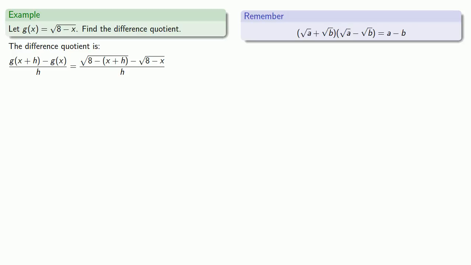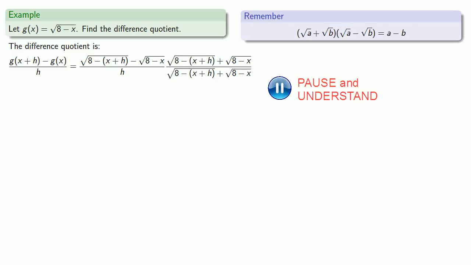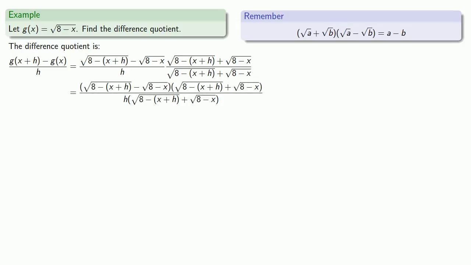So, since I have a difference of square roots in the numerator, what I'd like to do is multiply it by the sum of the square roots. And we can, as long as we pay for it. In this particular case, because I don't want to change the expression that I have, I have the difference quotient, I need to multiply and divide by this sum of square roots. So I'll multiply numerator and denominator by that sum. And now we can do a little bit of algebra.